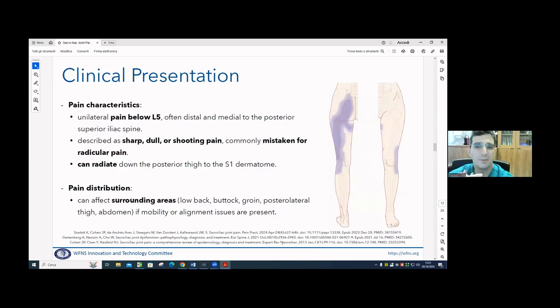What are the specific symptoms? Usually it is back pain, but there is a correlation in the leg. Usually it is unilateral below L5, like a radicular irradiation. Often it is distal or medial to the posterior superior iliac spine. Sometimes it can be confused with radicular pain, although it is less precise in the description from the patients.